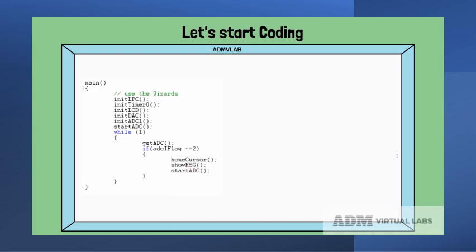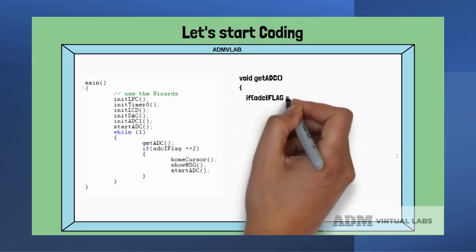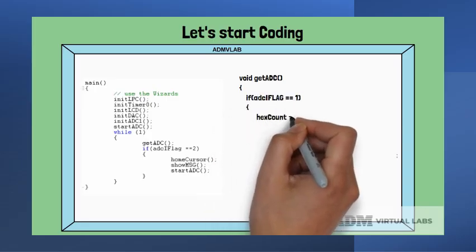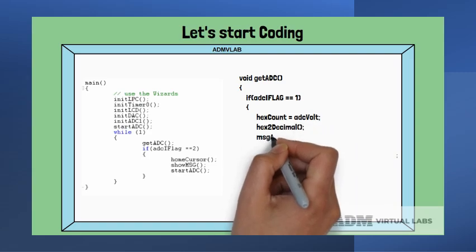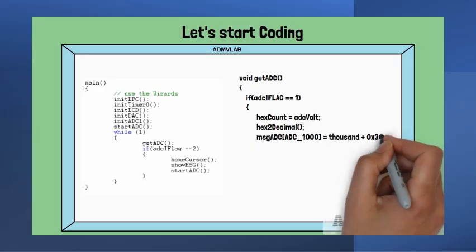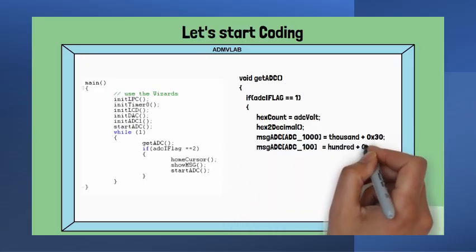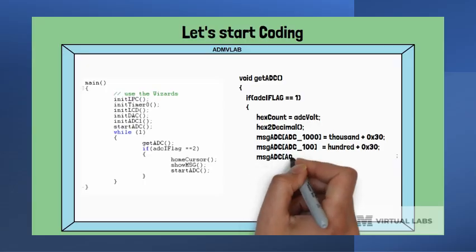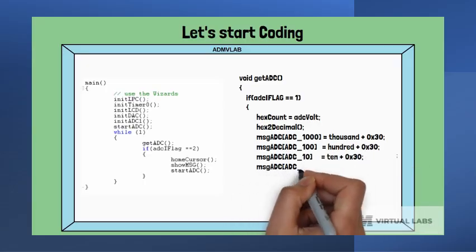The getADC function is called after ADC interrupt, and we need to convert the analog voltage to a decimal form. Hence the function hex to decimal is called for. This decimal value of the analog voltage is then converted to ASCII and punched into the message array. The message pointer is initialized for displaying the ASCII voltage data on the LCD module.